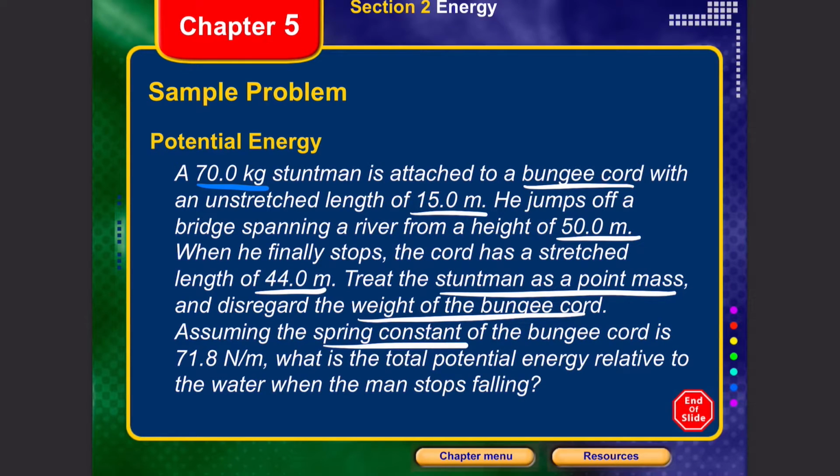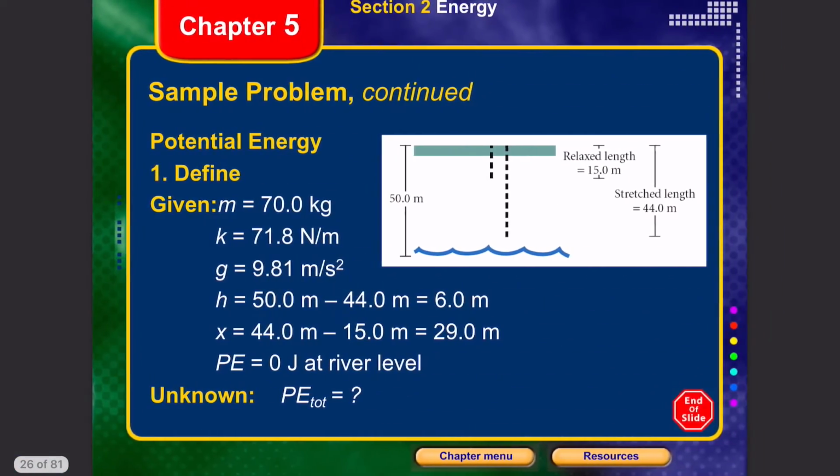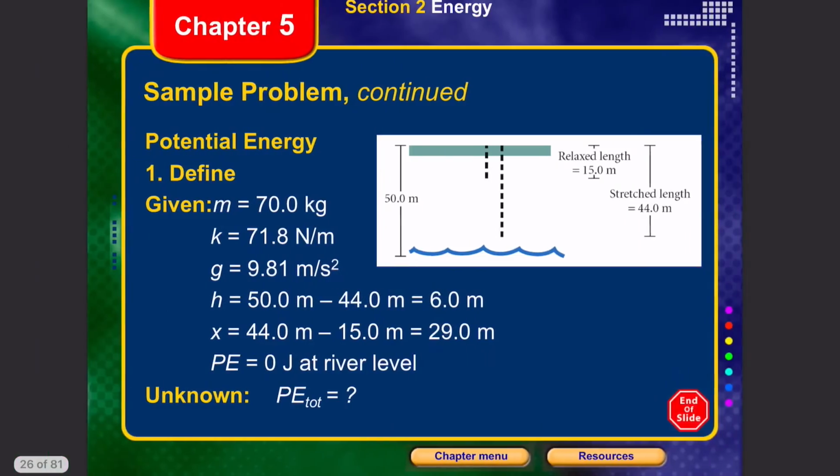Assuming the spring constant of the bungee cord is 71.8 Newton per meter, what is the total potential energy relative to the water when the man stops falling? So now we have to calculate the total potential energy. Let's consider that this is the place where he has started from.